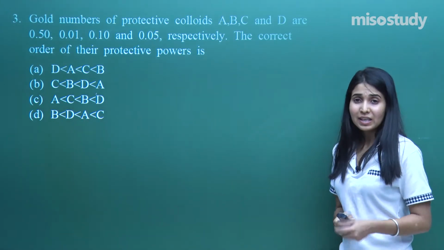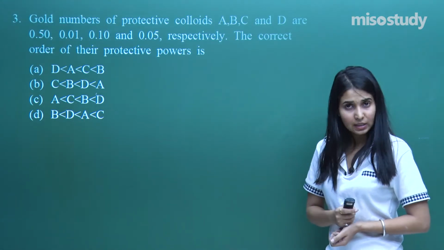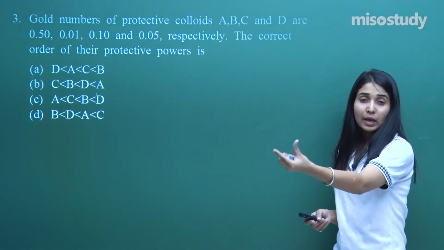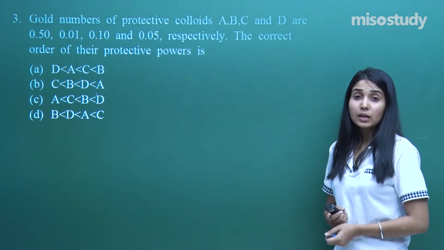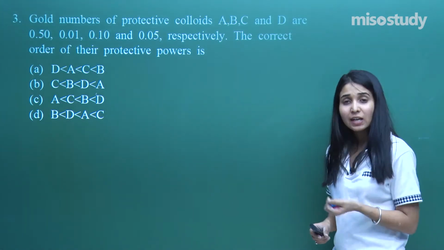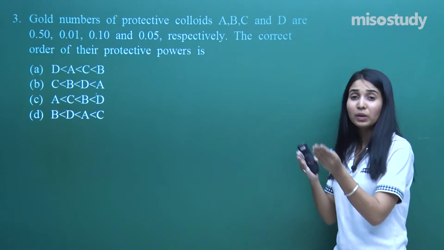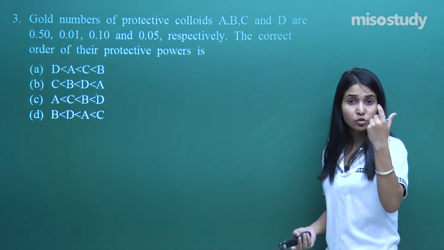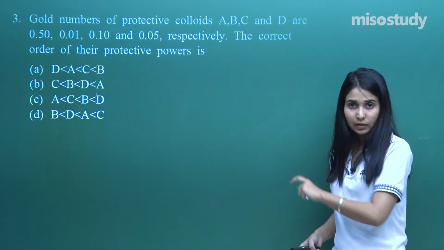Now you should know this thing that lyophobic colloids are unstable in nature. In order to stabilize them, we add to them lyophilic colloids. And what is that? That used to be simply the amount in milligrams that has to be added to the gold sol to bring about the flocculation in 1 ml of the 10% NaCl solution, right?